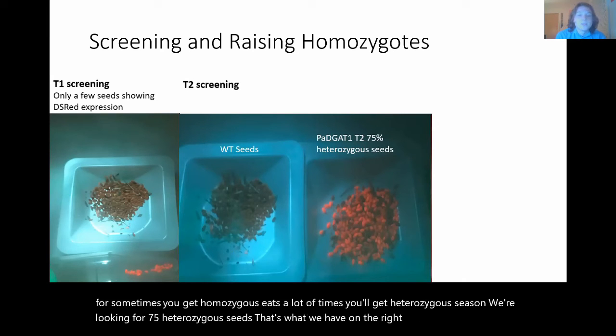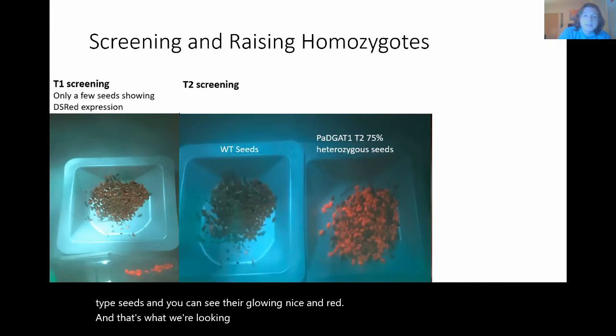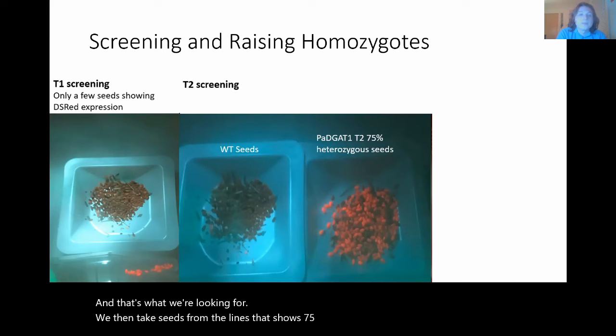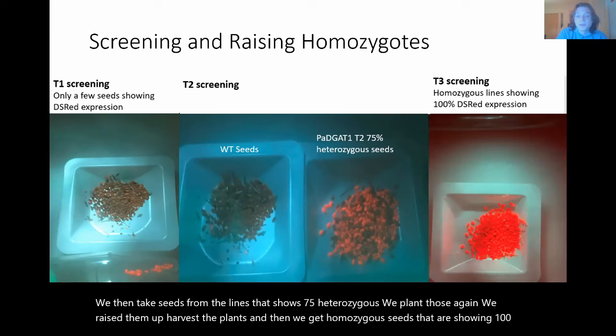On the left are wild type seeds, and you can see they're glowing nice and red, and that's what we're looking for. We then take seeds from the lines that show 75% heterozygous. We plant those again, we raise them up, harvest the plants, and then we get homozygous seeds that are showing 100% DsRed expression and are nice and bright.